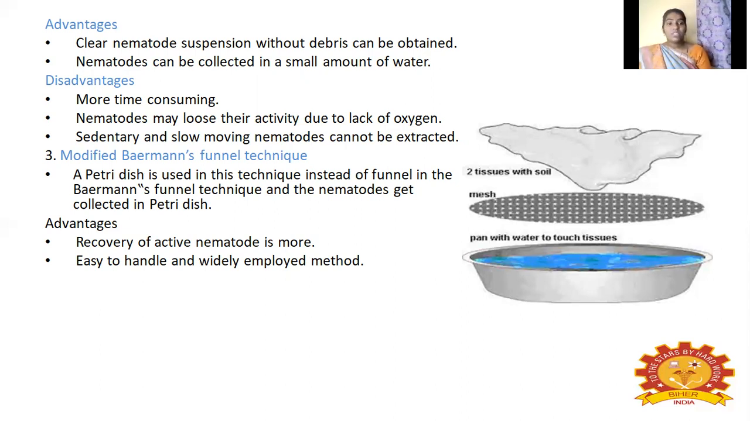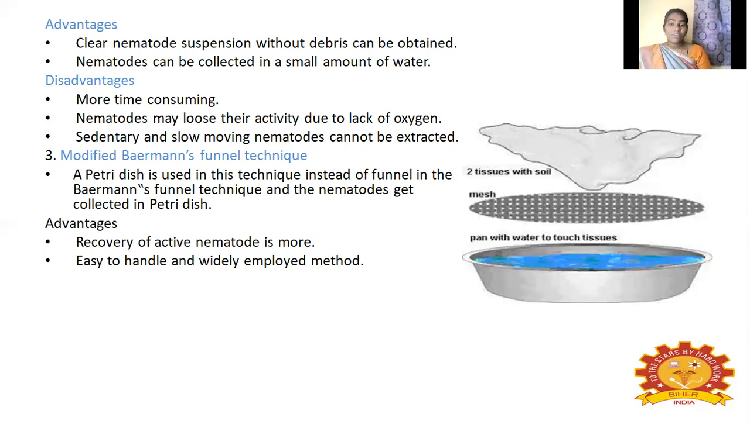Because of the lubricants and the activeness of the nematode, it will filter through the tissue paper and reach the petri dish. So the petri dish collects the nematode, and that nematode can be seen under the microscope after certain hours.